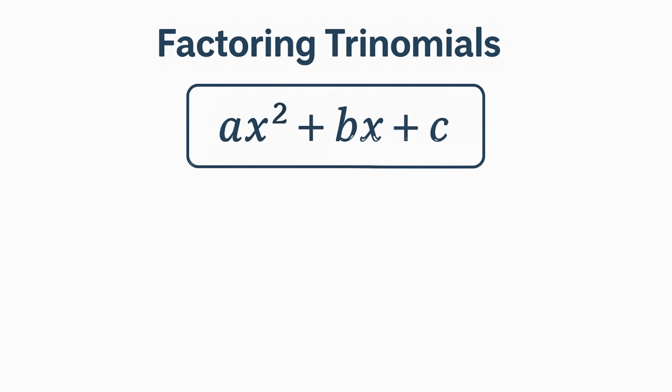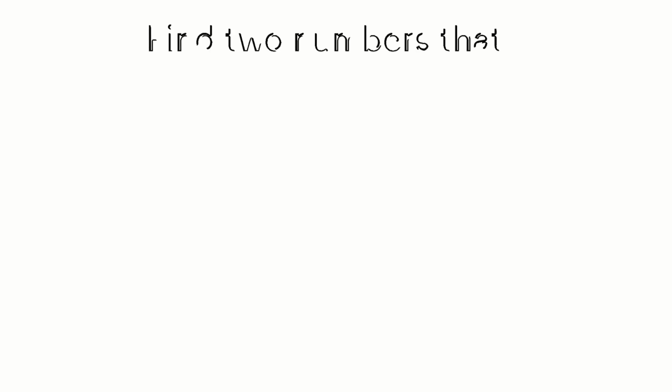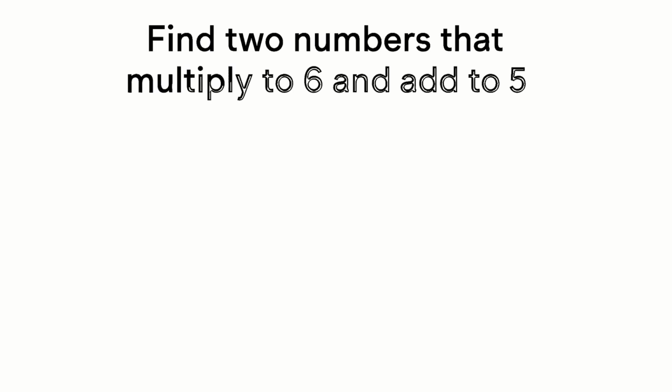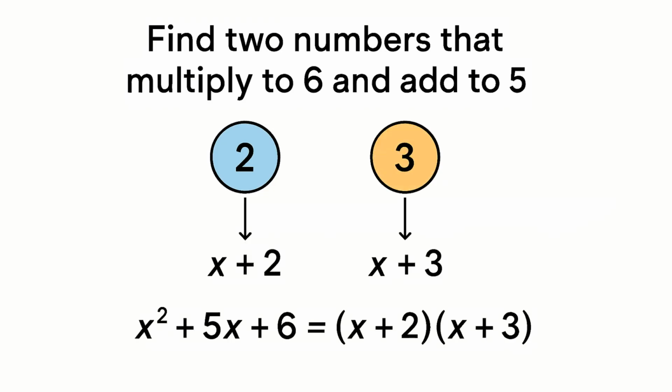Now trinomials, expressions like ax squared plus bx plus c. Start with a simple one, x squared plus 5x plus 6. We look for two numbers that multiply to 6 and add to 5. That is 2 and 3. So x squared plus 5x plus 6 factors to x plus 2 times x plus 3.